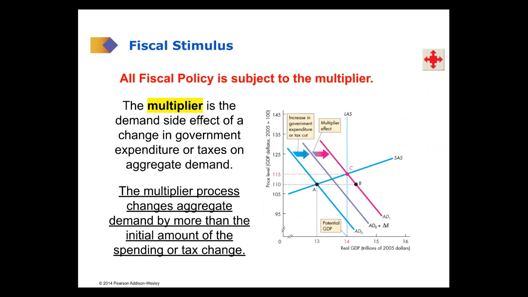So we have to remember that all fiscal policy is subject to a multiplier, which works in both directions. So if we add some government spending to the economy, let's say we add $1 worth of government spending, then the end result of that is going to be more than $1 to the economy, and it goes back to the idea in Keynes and the AD-AS model about the marginal propensity to consume.